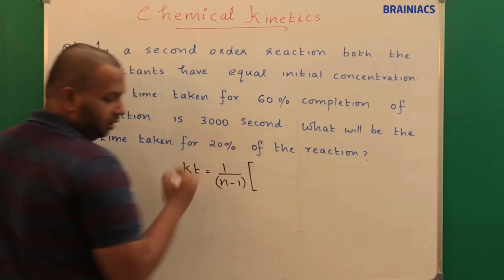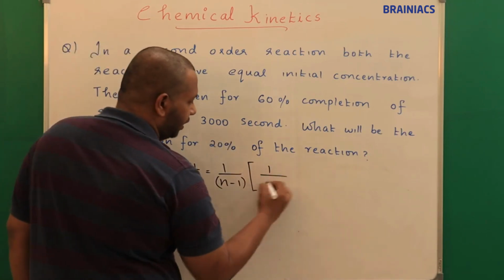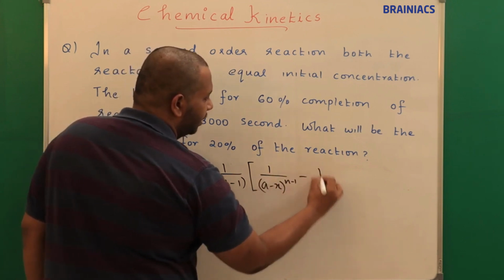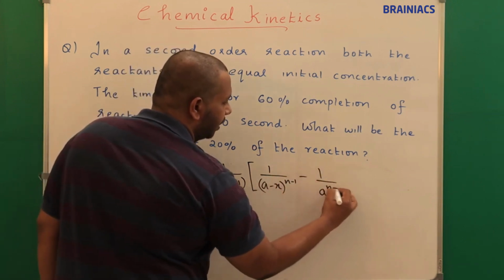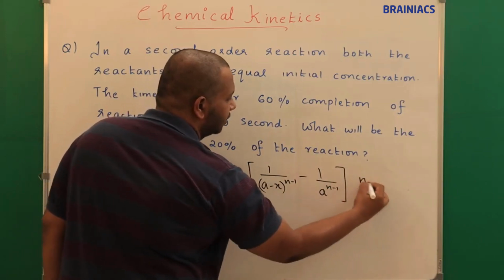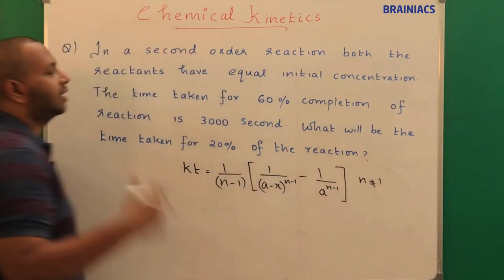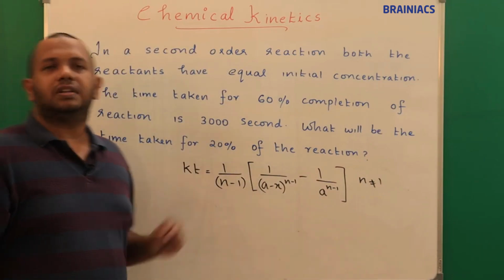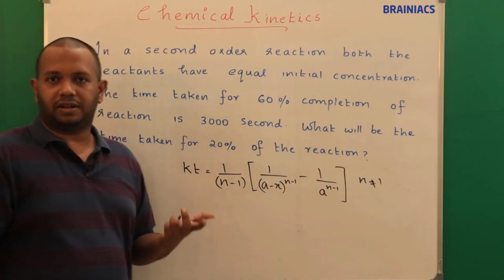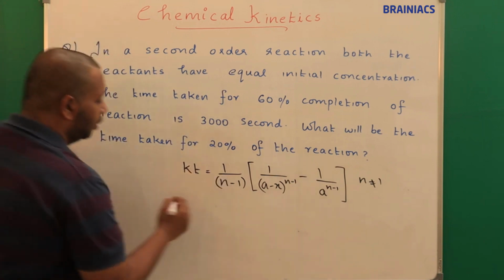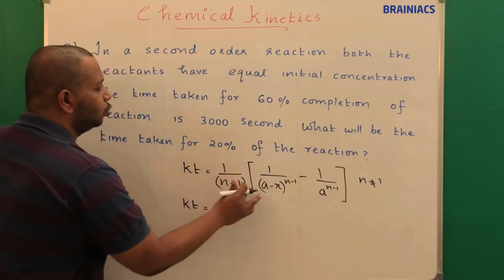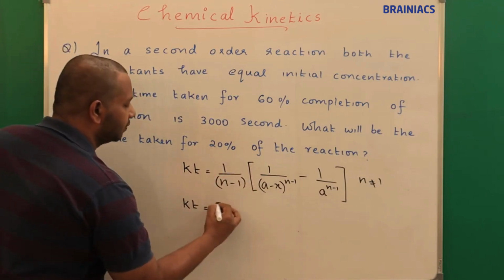In the bracket, what will come? 1 by (a minus x) whole power n minus 1, minus 1 by a power n minus 1. I know that this is for second order, third order like reactions. Now in the question they have given it clearly, it is a second order reaction. So apply n is equal to 2. So what will happen? Kt is equal to 1 divided by 2 minus 1, that is 1 itself.